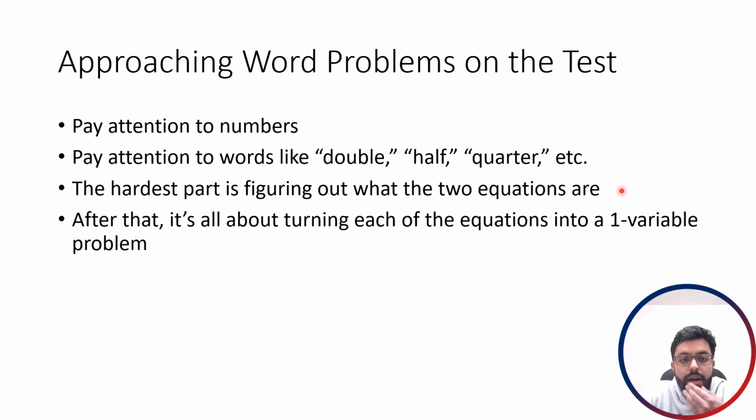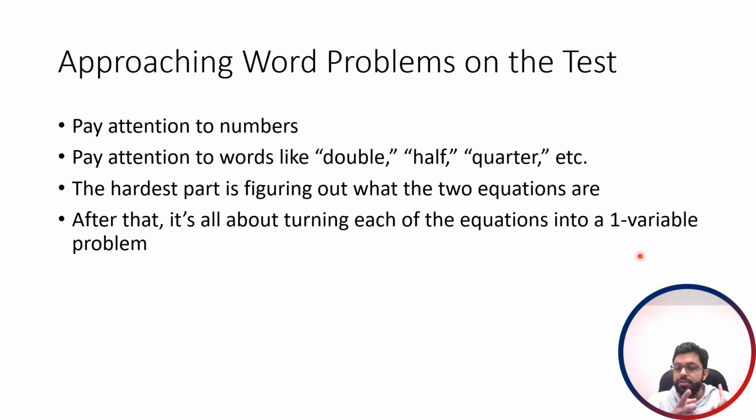And like I said before, the hardest part is figuring out what your 2 equations are going to be, right? Now, I should have really said what the equation or equations are, because this applies to 1 variable word problems as well. But speaking about the 2 variable problems, because that's what this lesson is about, once you've figured out what the 2 equations are, it's all about trying to turn each of them into a 1 variable problem, because that's a lot easier to solve. All right, so hopefully that gives you a good sort of broad foundation of how to approach these problems.